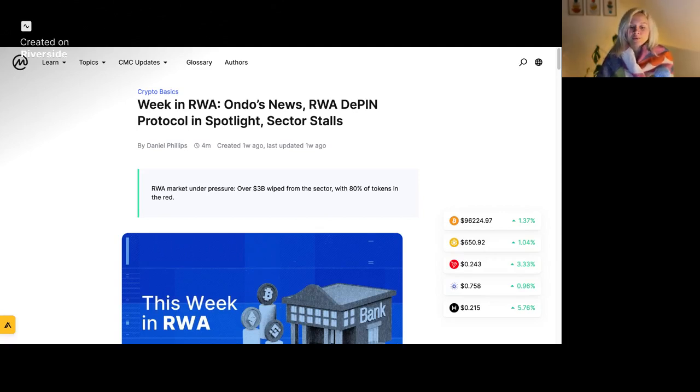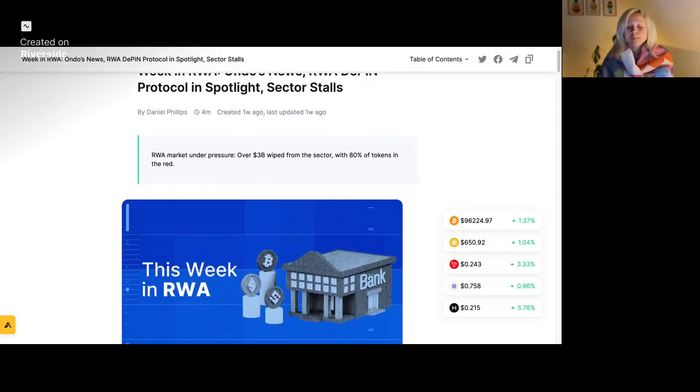Week in RWA. On this news, RWA DeFi protocols in spotlight as sector stalls. RWA market under pressure, over 3 billion wiped from the sector, with 80% of tokens in red. So that leaves me in a very bullish sentiment, to be honest, because you always want to buy the dip in great projects, in great businesses. You always want to do the opposite of other people, right? Have that in mind, but of course you have to do your own market research, right?